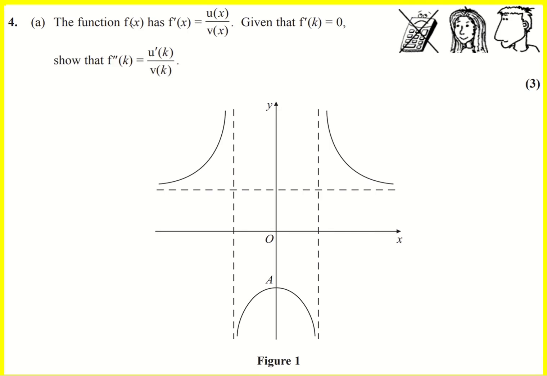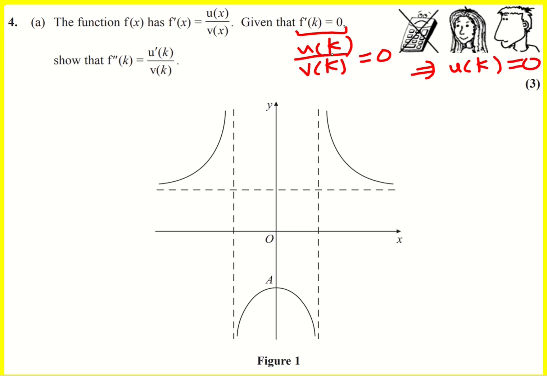We're given a function in this question, f of x, whose derivative is given by u divided by v. And furthermore, we're told that f dash k, so we're putting in some value in for x, is equal to 0. Now, that would mean that u k over v k is equal to 0. And the only way that this can be possible is if u k is equal to 0.